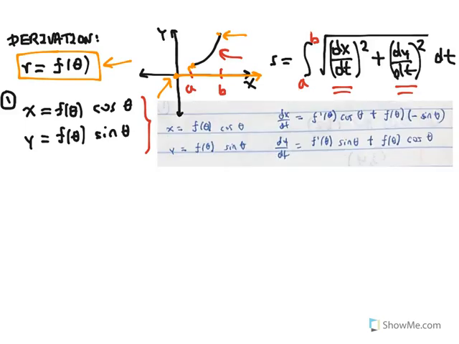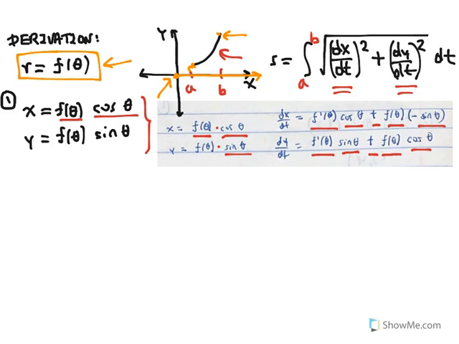So our next step is to go ahead and find dx dt and dy dt. So here's our parametric equation for x. And to find dx dt, you recognize that what you have here is a product, so you have to use the product rule. The derivative of the first function times the second plus the first function times the derivative of cosine, which is negative sine. And to find dy dt, you also have to use the product rule. The derivative of the first function times the second plus the first function times the derivative of sine, which is cosine. So we have found dx dt and dy dt.